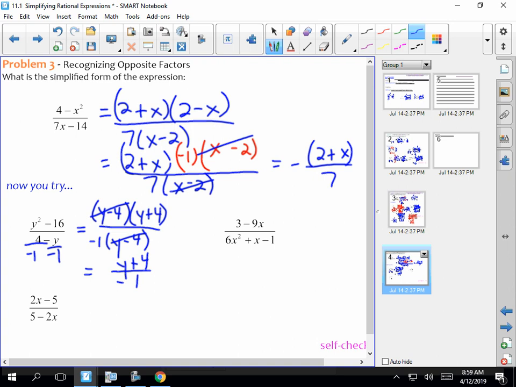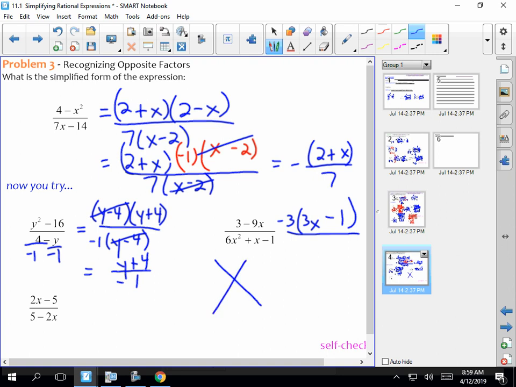All right, the second one on here, it's backwards again. We've got the letter second, the number first. You don't always have to just pull out a negative one. In this one, if I want to, I can pull out a negative 3. If I divide 3 by negative 3, that gives me a negative 1. And negative 9x divided by negative 3 is a positive 3x. So I can also take out other negative numbers besides negative 1 if there's a bigger term that will come out. And then this 6x squared plus x minus 1 is a quadratic trinomial.